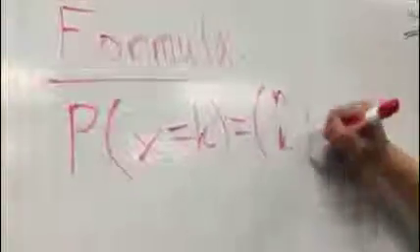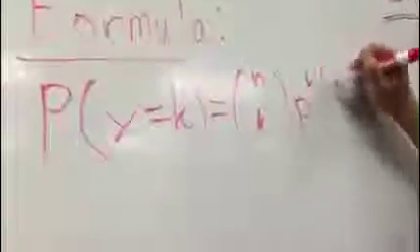This is the formula for binomial distributions, where n is the number of trials and k is the number of successes.